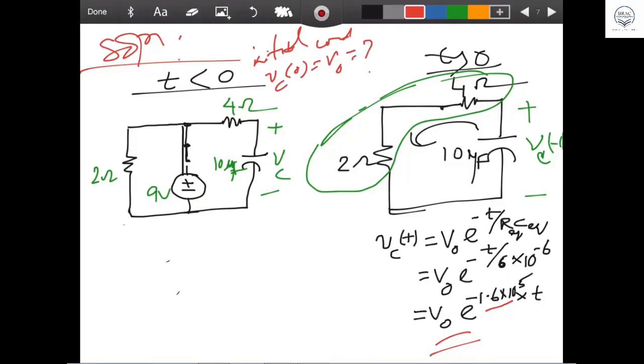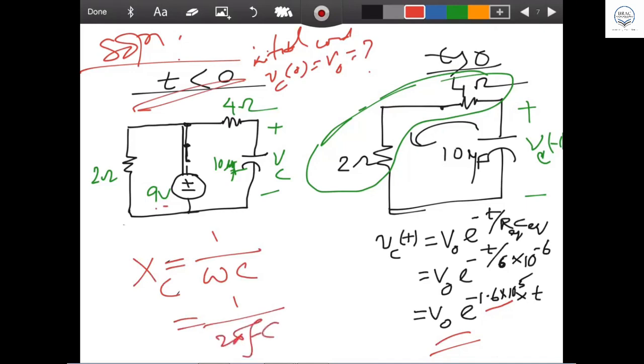Look at it. In this circuit, for a long time, t less than 0, the 9-volt battery is connected to the capacitor. So the capacitor will be what, short circuit or open circuit? Open circuit. The impedance is 1 by omega C, where omega C means 2 pi f C, and f is 0 because of zero frequency. So 1 over 0 means infinity ohm. So it is open circuit, which means VC will be the open circuit voltage.